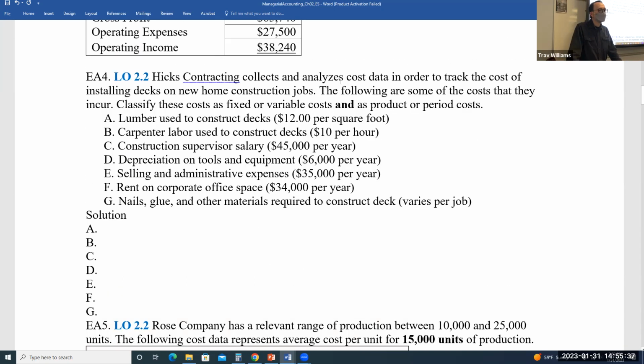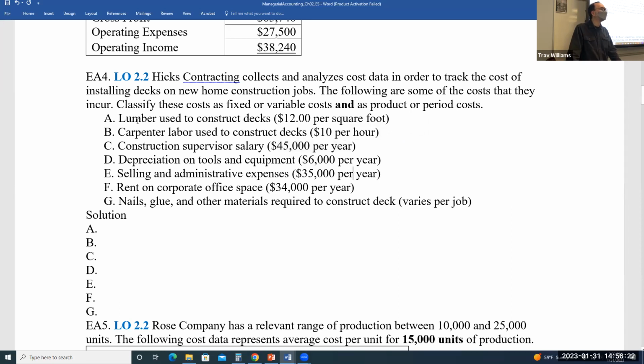This company, it doesn't really matter what they do, except they do construction jobs. So that's their main business, construction. We have to classify their costs as fixed or variable and as product or period. Now, fixed versus variable, I'll give you a little tip here. If it says per square foot, that's variable, right? Because the more square feet, the more the total cost is going to be. So we know that that's variable. If it says per year, we know that's fixed, because it's the same regardless of production.